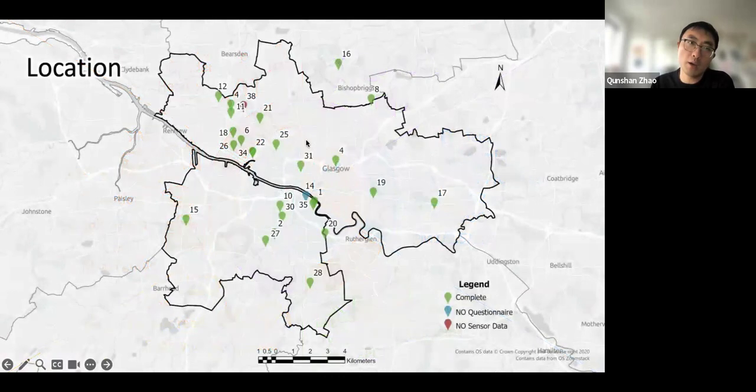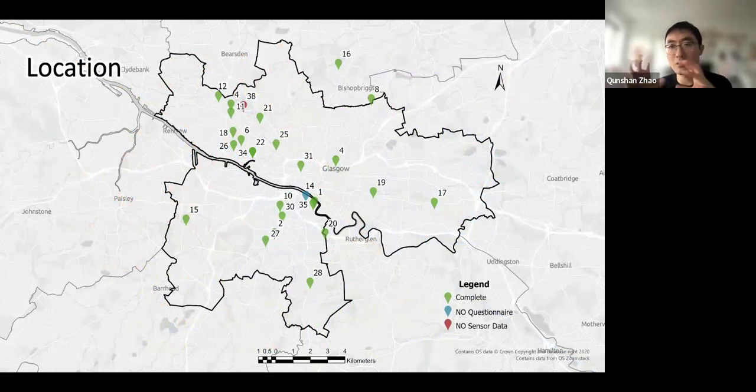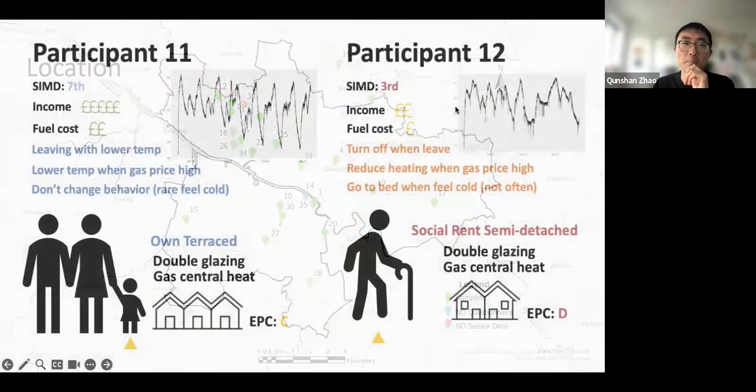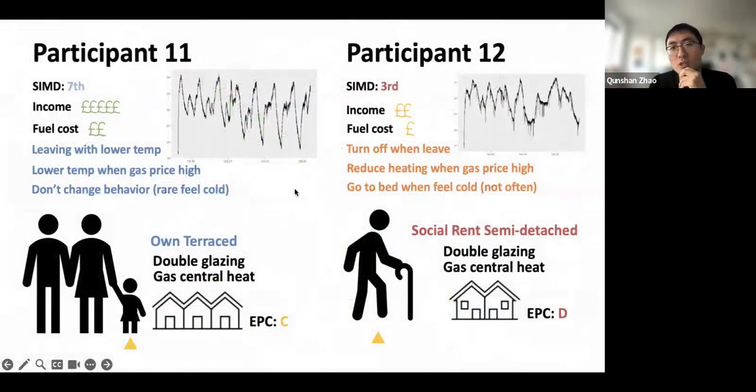These are the first round of the survey. Since we use this mail out, take it back approach, we used a survey company to help us find the participants. You can see they are spread out in different areas of Glasgow. Now for some of the initial results, look at participant 11.